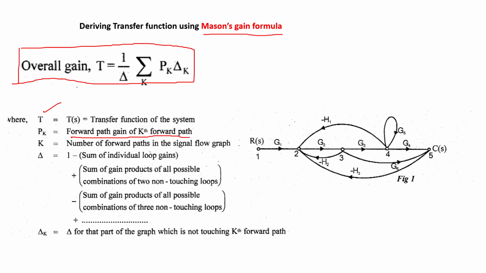Mathematically, we can represent delta as 1 minus sum of individual loops plus sum of the gain products of all possible combinations of 2 non-touching loops, followed by 3 non-touching loops and so on. Delta suffix k is a part of the graph which is also a resemblance of delta for a particular kth forward path. So if you are able to get all these variables from the given signal flow graph, we can finally get a transfer function for a given signal flow graph.